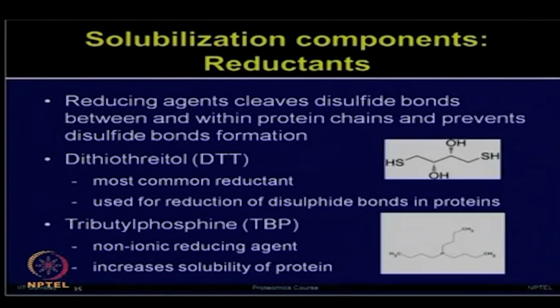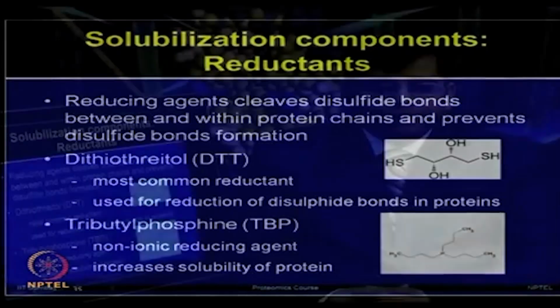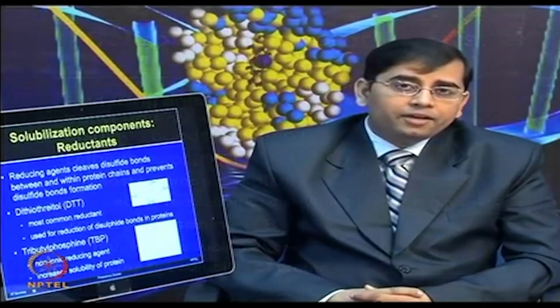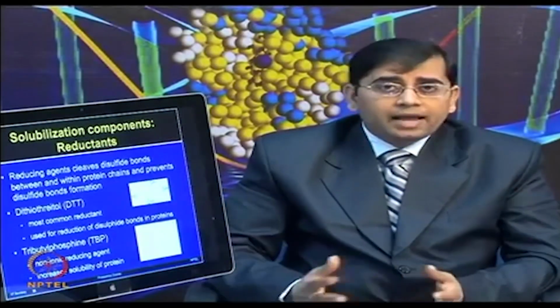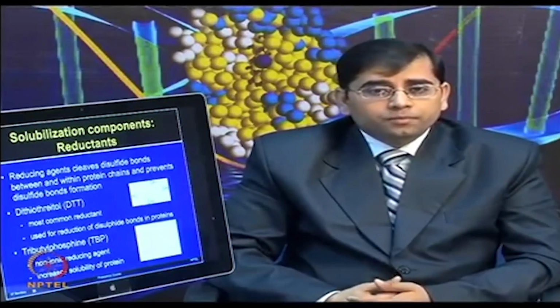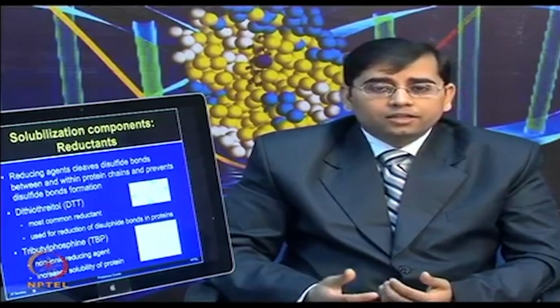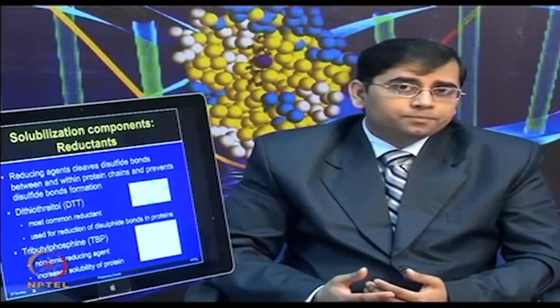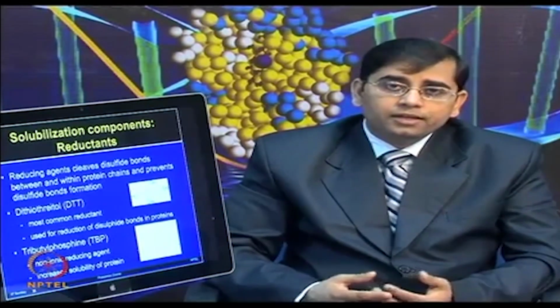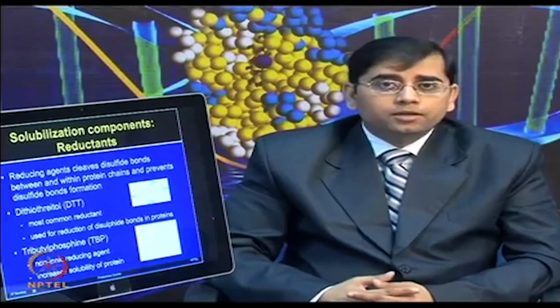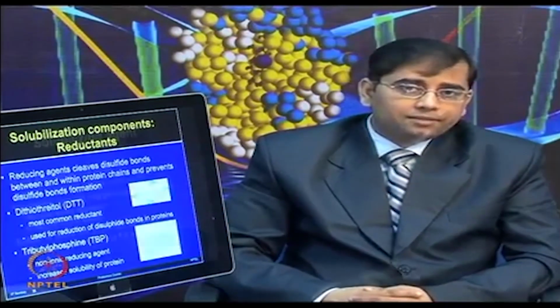Tributyl phosphine or TBP is a non-ionic reducing agent, another very commonly used reducing agent when the aim is to increase solubility of the proteins. Often it is used in 2DE based gel based proteomic applications.